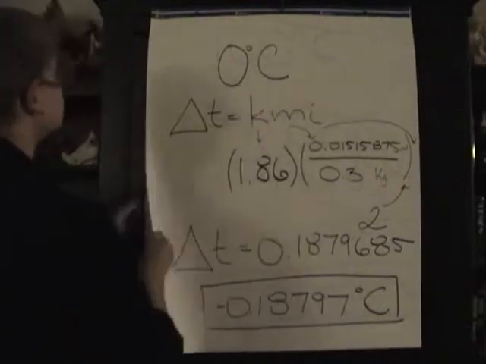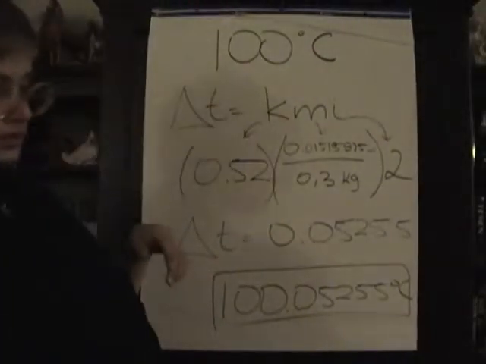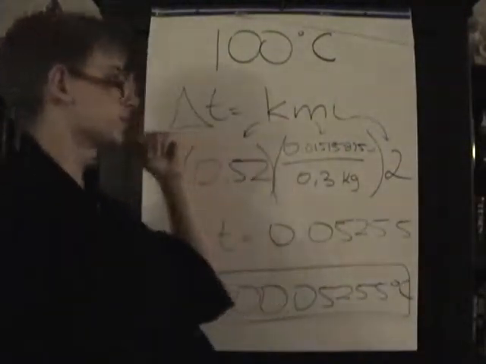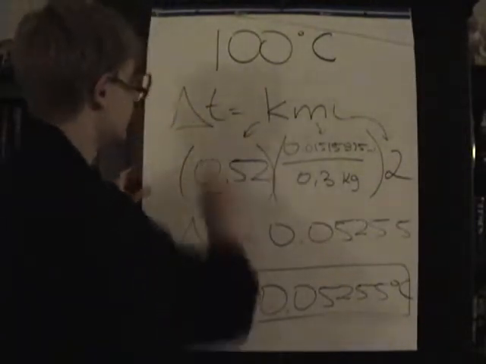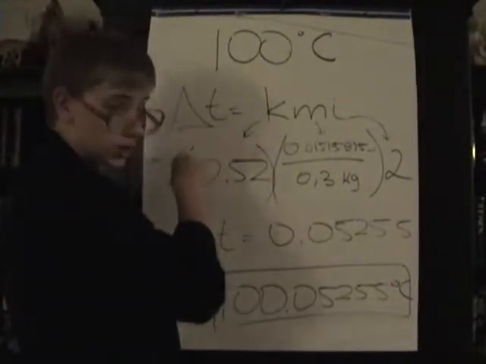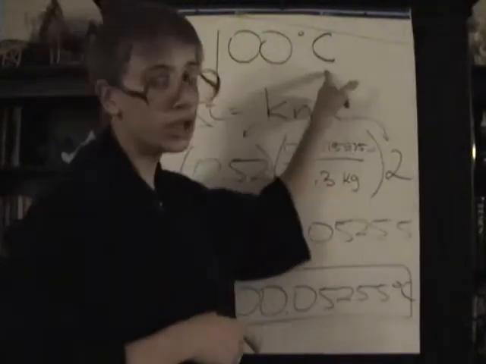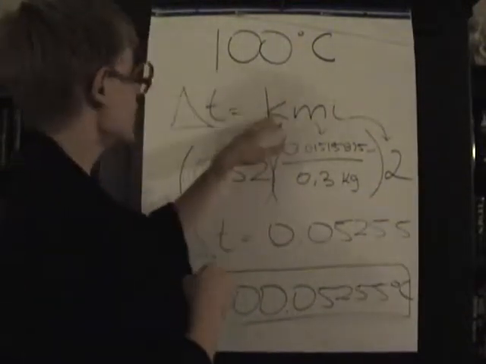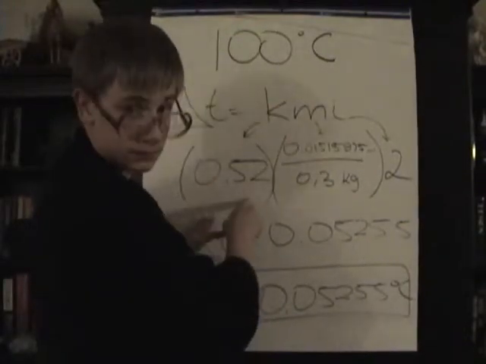Now, when dealing with boiling point, the standard boiling point for water is 100 degrees Celsius. Again, we use the same formula. It is still a change in temperature, but the constant is changed. The constant for boiling, which I have not put on here, is K subscript B, and the K subscript B for water is 0.52.